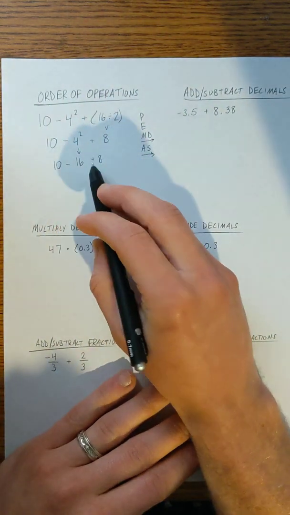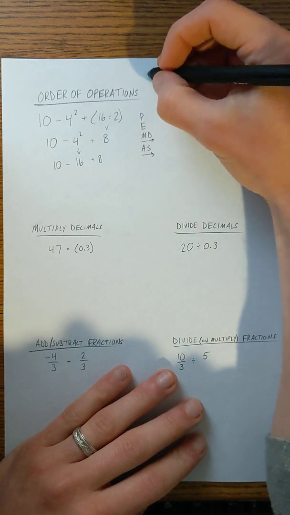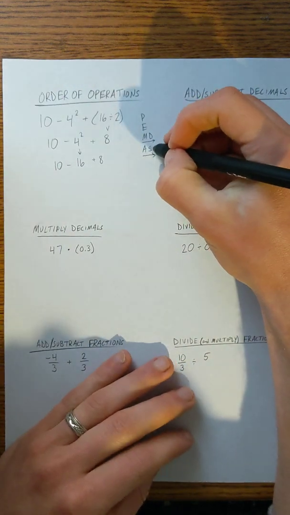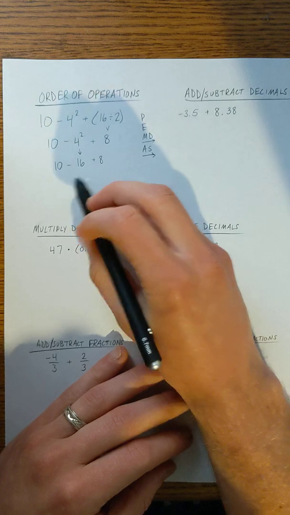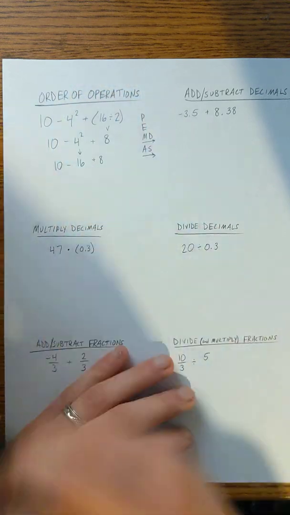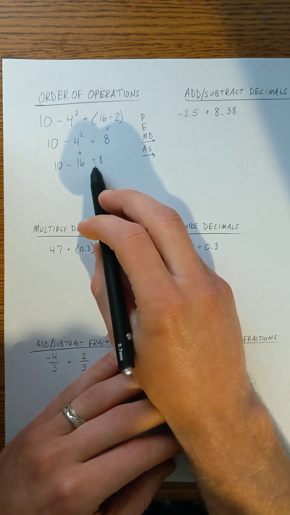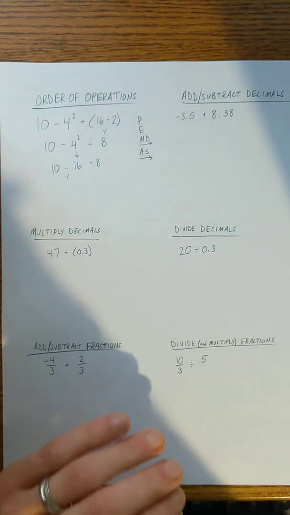Now here we have subtraction and addition. A lot of people think, oh, addition, especially if they write out the word PEMDAS, from left to right. They see A comes before S. But remember, addition and subtraction are the same tier, which means when you have both of them, you should do it from left to right. So even though addition comes first in PEMDAS, like the letters, we're going to subtract first. So we have 10 minus 16.